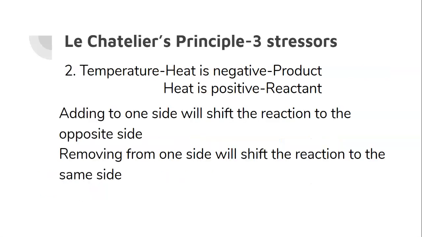The second one is temperature. Okay. Temperature is really important. A couple of things to remember. If heat is negative, then it's a product, which means you're losing heat. It's exothermic. If heat is positive, it is a reactant. You're adding heat. It's endothermic. If you add to one side, it's going to shift to the opposite side. So if you add heat to the reactant side, you're going to make more product. Okay. If you add heat to the product side, you're going to make more reactant.